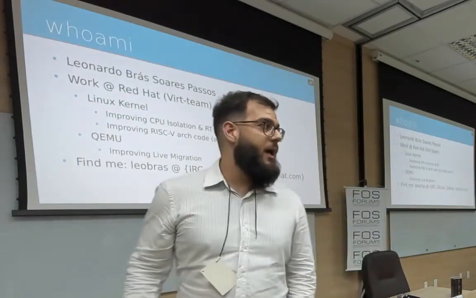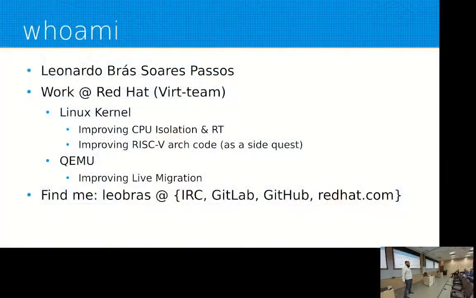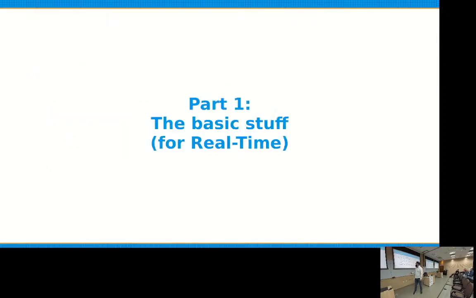Well, the classic who am I slide. My name is Leonardo Braz Soares Passos. I work at Red Hat at Verteam. I do some work with Linux kernel. One of that is improving it for real time, which is what this presentation is about. I also work with some RISC-V code, ARC-specific code, but as a side quest. And I also do some improvements with live migration. That's my main job, to be honest. You can find me at my handle Leo Braz, at GitLab, GitHub, or at redhat.com, whenever you need to talk about something.